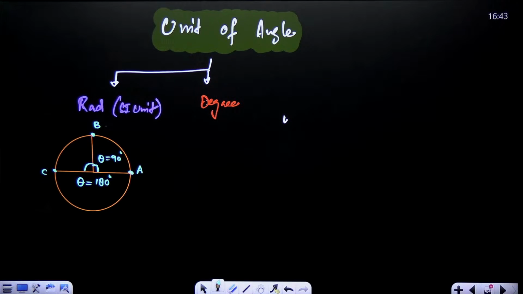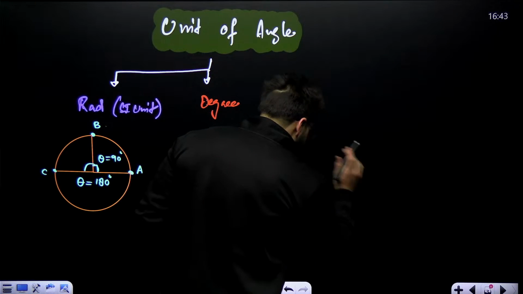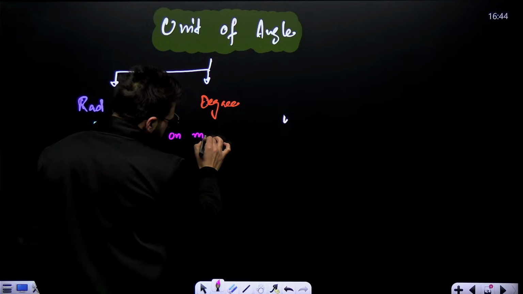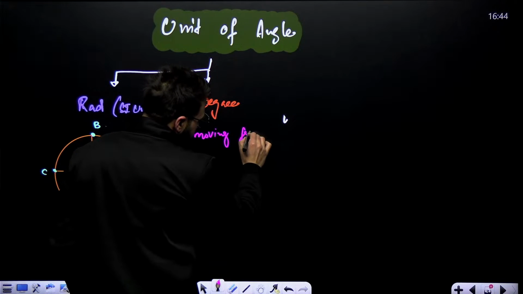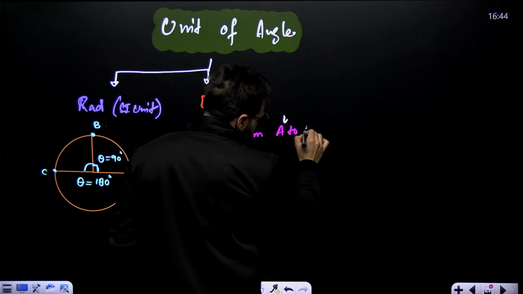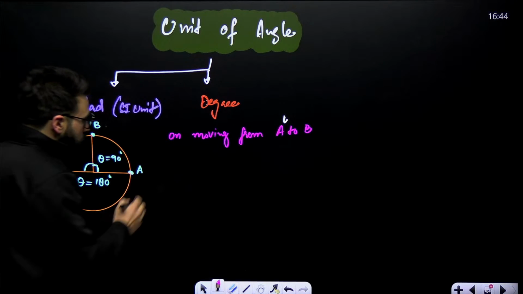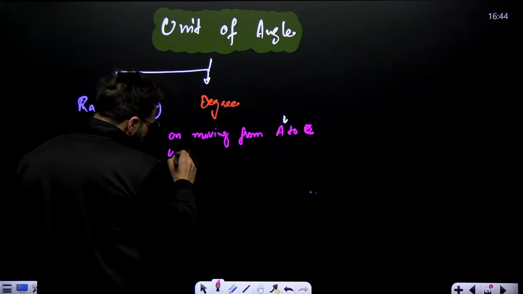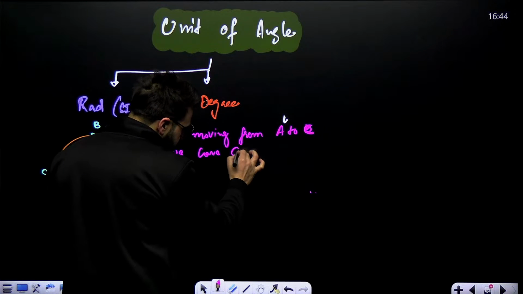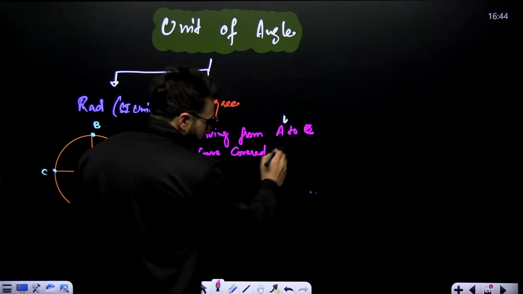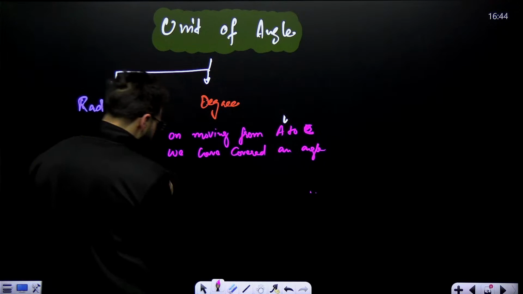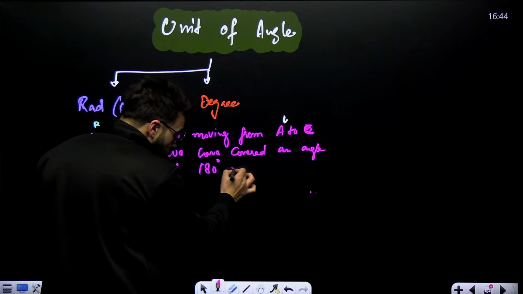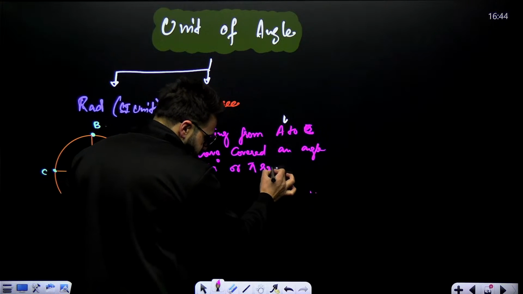Now, guys, on moving from A to B and then to C, we say A to C, we have covered an angle of 180 degrees, or we say pi radians.